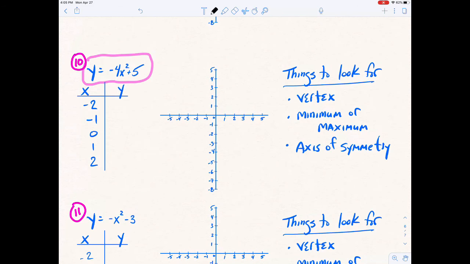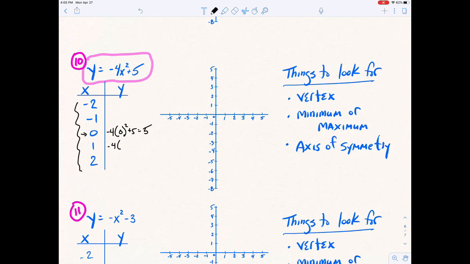If x is -2, now notice I'm going ahead and choosing the values right here. What I'm going to do, because it has treated me nicely so far, is choose a 0 to start with. So y is -4 times 0 squared plus 5. So 0 squared is 0, times -4 is 0, plus 5 is 5. Now I'm going to try that same thing with a 1. And 1 squared is 1, times -4 is -4. -4 plus 5 is +1.